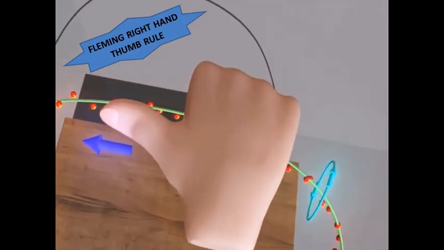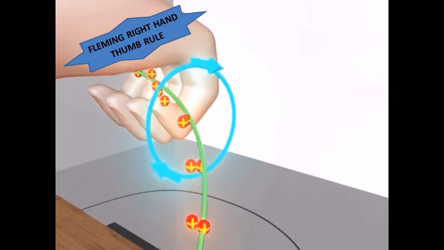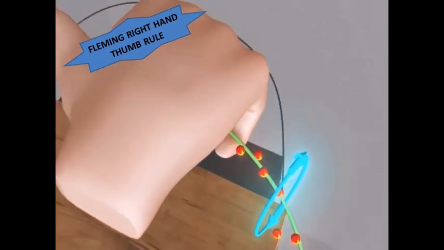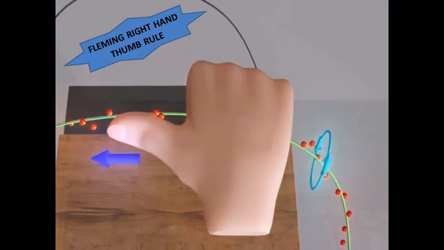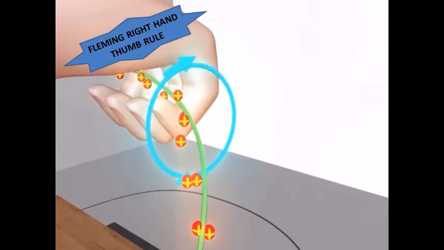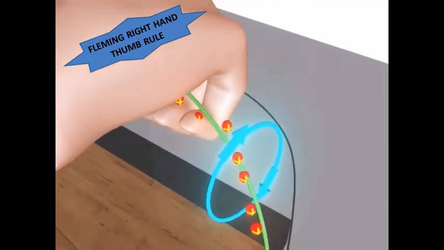So screw rule in a way was giving the result same as the right hand thumb rule, but the Fleming's right hand thumb rule is a little easier to understand. Let us go to the next rule. Yes, one more thing before we move on to the next one.